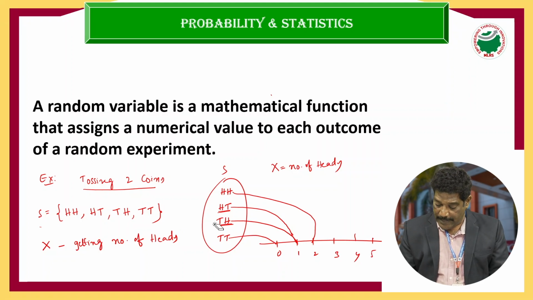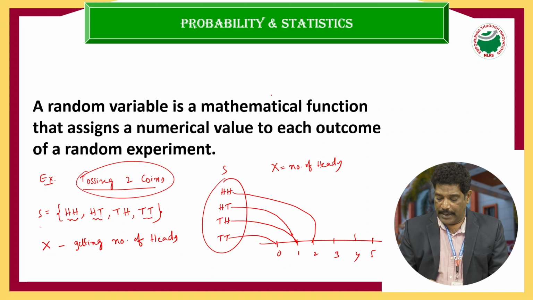Right? So this way we are assigning the outcomes. What are the outcomes here? HH, HT, TH, and TT. These are the outcomes of tossing two coins. In this way, we are assigning the outcomes to a numerical value. So here X will be the random variable, defined as the number of heads.